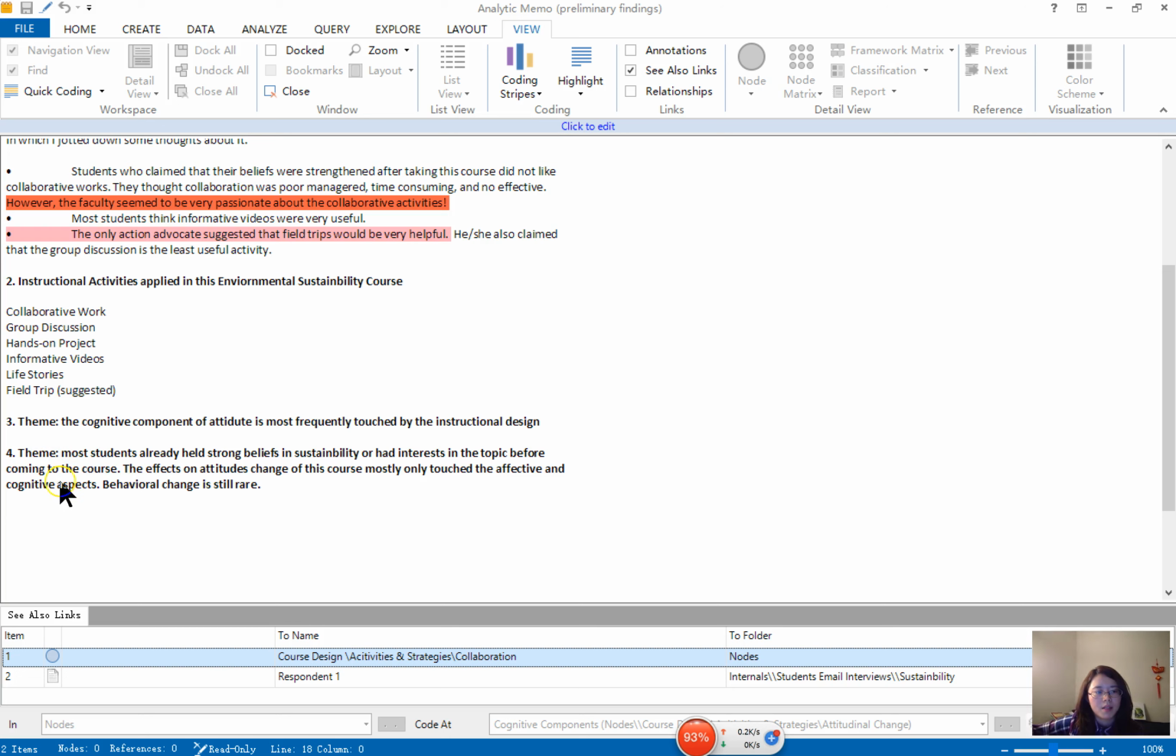The last thing is that most students already have strong beliefs in sustainability or had interest in the topic before coming to the course. So the effects on attitude change of this course mostly only touch the affective and cognitive aspects. Behavioral change is still rare. Those two are very connected, so I need to find more detailed references to support this, and also ask more questions of why, and how we can solve that problem.